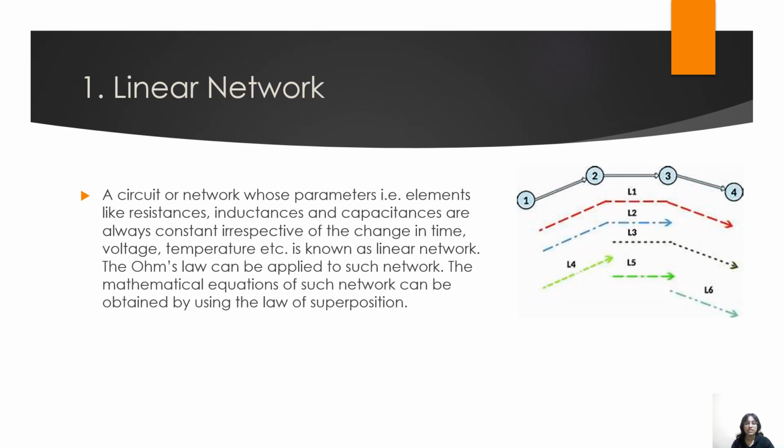The first one is linear network. A circuit or network whose parameters, that is elements like resistances, inductances and capacitances are always constant irrespective of the change in time, voltage and temperature is known as linear network. The Ohm's law can be applied to such network. The mathematical equations of such network can be obtained by using the law of superposition.